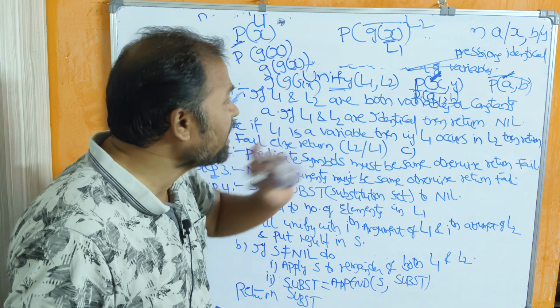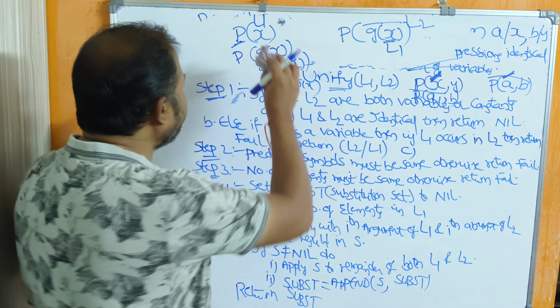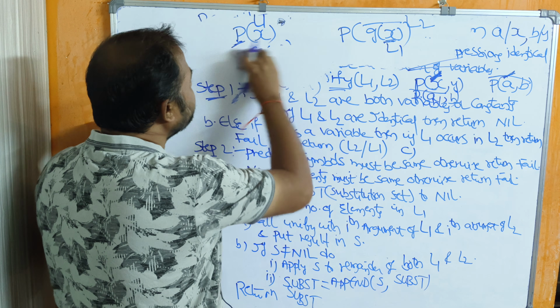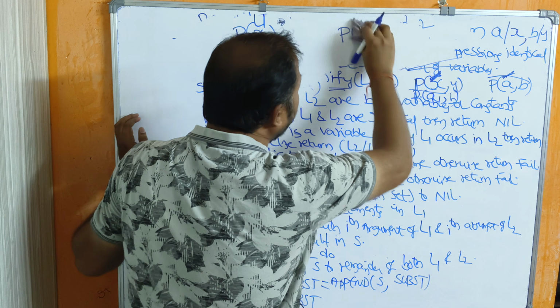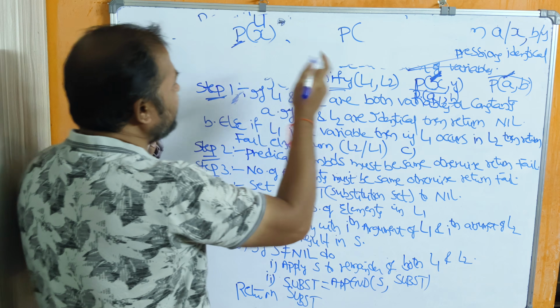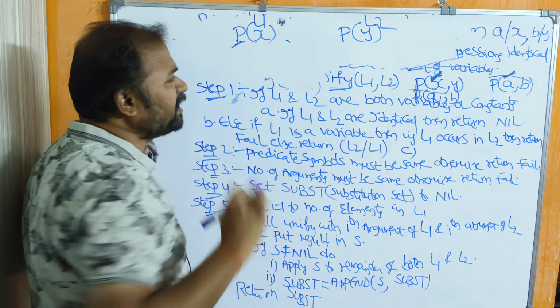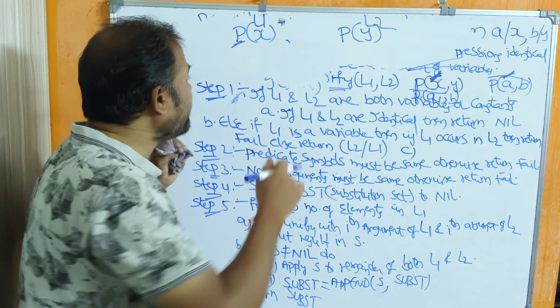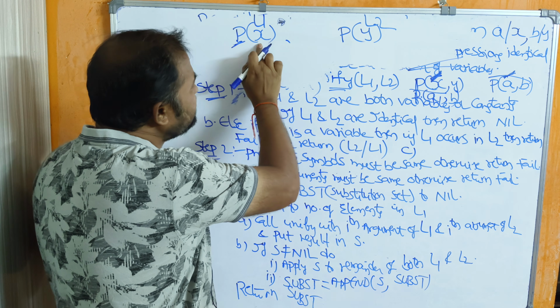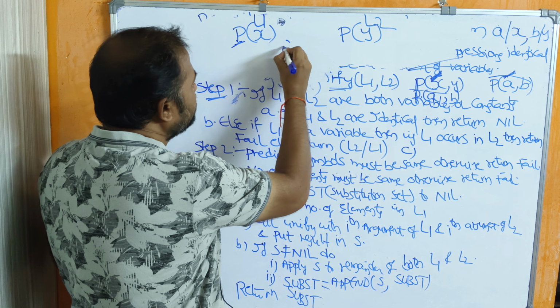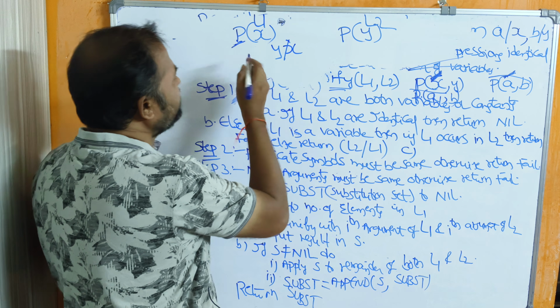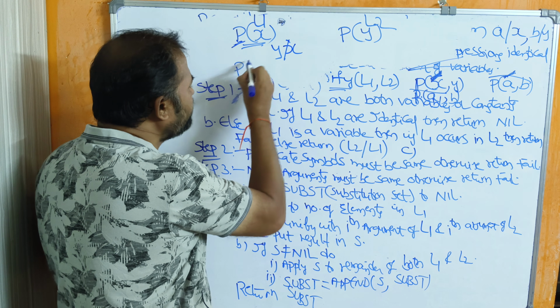Else return L2 by L1. That means if L1 and L2 are different, let L1 be x and L2 be y. Now L1 and L2 are different, so what we have to do is, in place of x, replace with y. So it will now become P of y.